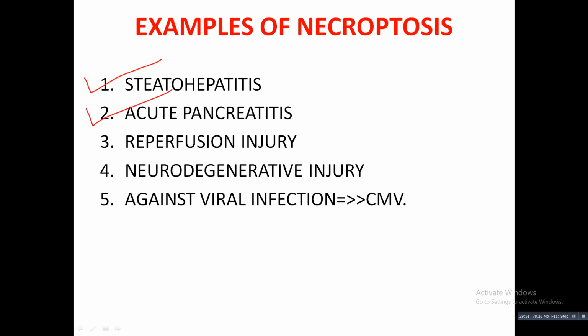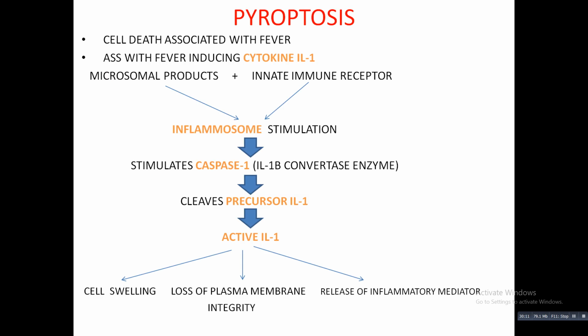And the last topic for the day is pyroptosis. As the name suggests, it is defined as cell death which is associated with the fever-inducing cytokine interleukin 1. So microbial products and innate immune receptors, both of them ultimately lead to inflammasome formation, which stimulates caspase-1, the interleukin-1 beta convertase enzyme. This cleaves the precursor interleukin-1 and activates interleukin-1, leading to cell swelling, loss of plasma membrane integrity, and release of inflammatory mediators.